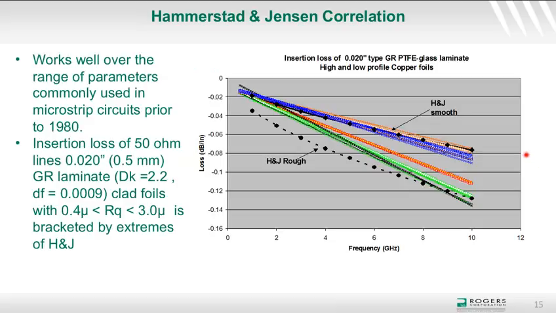However, in years past, it had been true, as it works very well over the range of parameters commonly used in microstrip circuits prior to 1980. So right now we're looking at the insertion loss of 50 ohm transmission lines on 0.5 millimeter thick GR laminate, which has a dielectric constant of 2.2 and dissipation factor of 0.0009. This was about the full range of copper foils from 0.4 micron RMS to 3 micron RMS, and up to 10 gigahertz. We see that the range of measured insertion loss values is bounded very well by this Hammerstad and Jensen correlation for the smooth foil on the low loss side, and for maximally rough, or twice the conductor loss, on the high side.